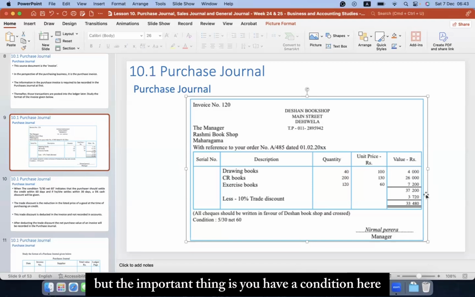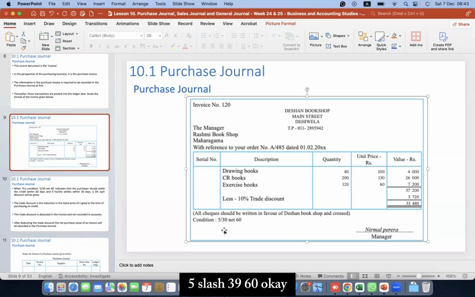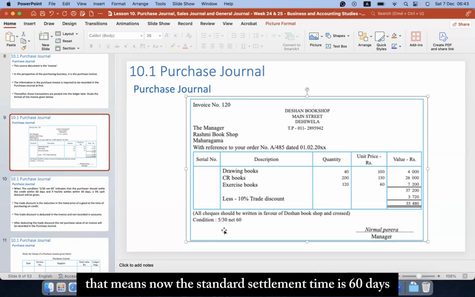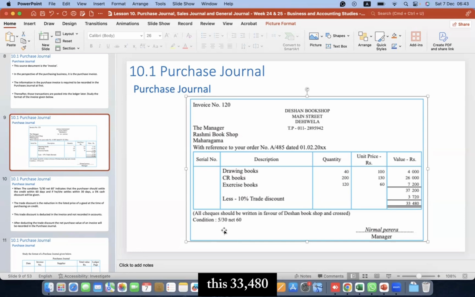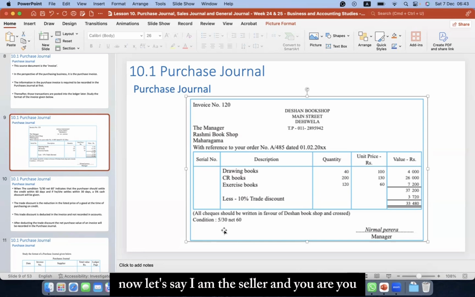Okay. But the important thing is you have a condition here 5/30 net 60. That means now the standard settlement time is 60 days. You have to settle this 33,480 in 60 days. Now let's say I am the seller and you are the person who is buying it. Let's say I am Deshan Bookshop and you are Rashmi Bookshop. You are the manager of the Rashmi Bookshop. I am selling this, and Rashmi Bookshop, you should pay me this 33,480 in 60 days.